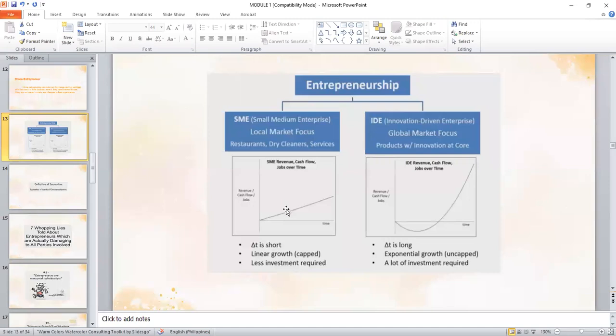Doesn't mean that a small medium enterprise does not earn, but they earn only a little compared to those that, of course, in terms of market focus, have it global. This one is just the domestic or local market. So your delta T here is short. You get to earn over a short period of time. In here, your delta T is long. But look at the increase. It's exponential. So for a short amount of time, though you have this learning curve here, you have this exponential increase in revenue. The growth here is linear for the SMEs, and it's capped.